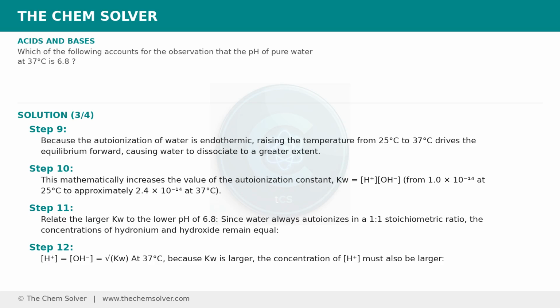Relate the larger Kw to the lower pH of 6.8. Since water always autoionizes in a 1-to-1 stoichiometric ratio, the concentrations of hydronium and hydroxide remain equal. [H+] equals [OH-] equals the square root of Kw at 37 degrees Celsius. Because Kw is larger, the concentration of H+ must also be larger.